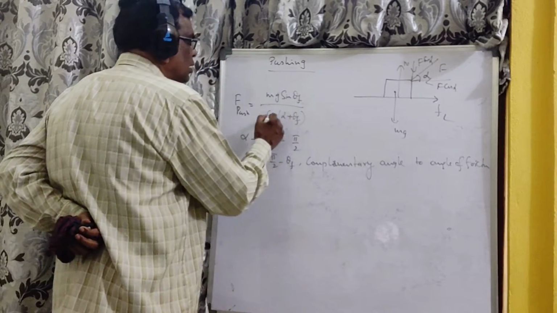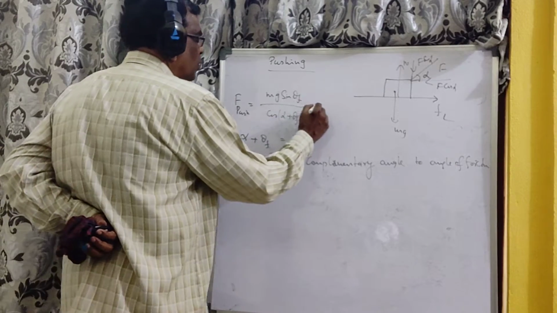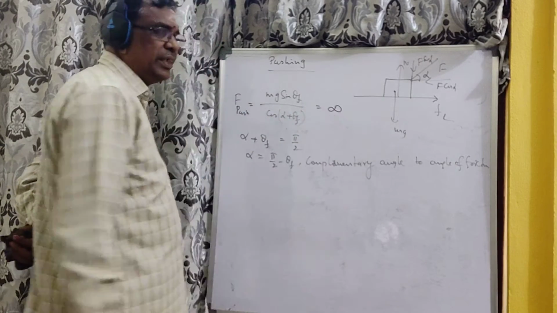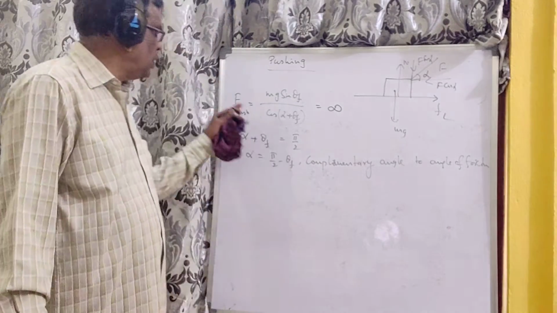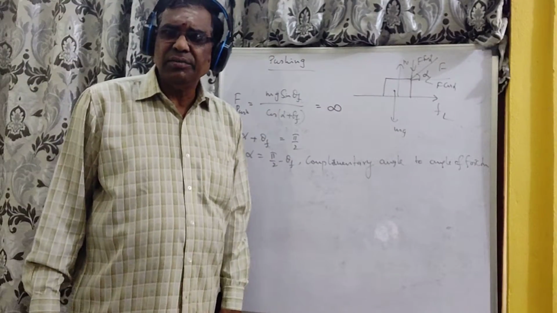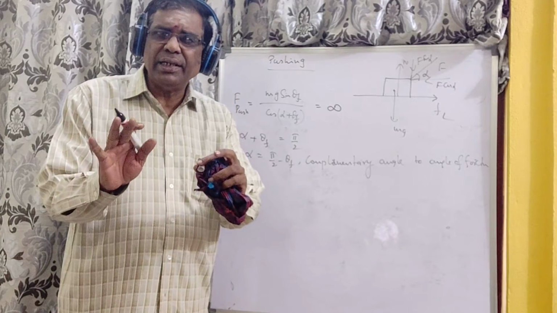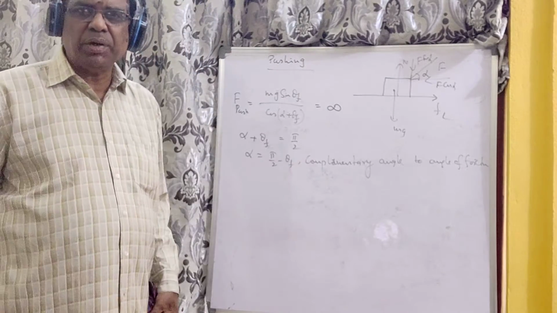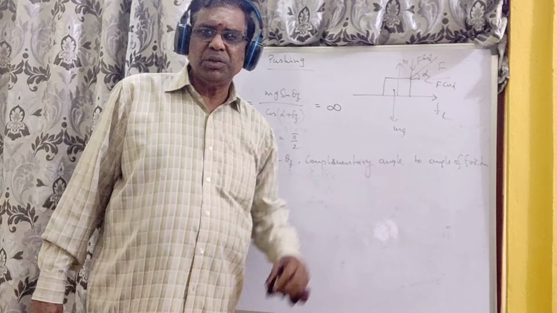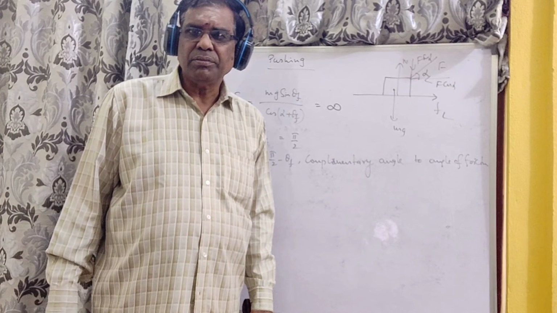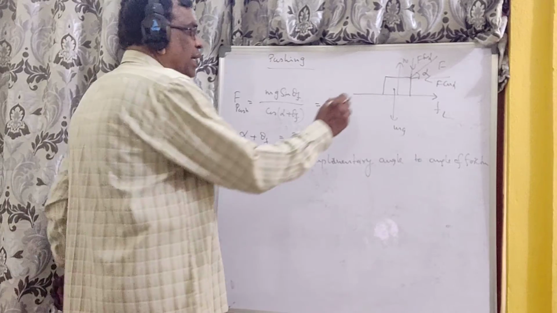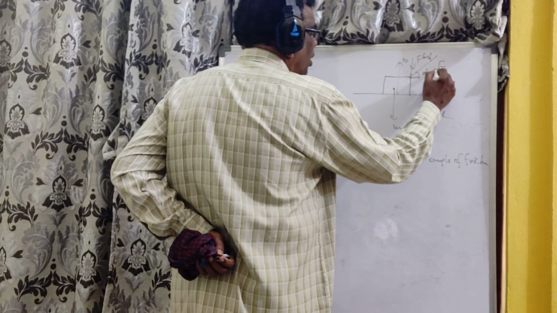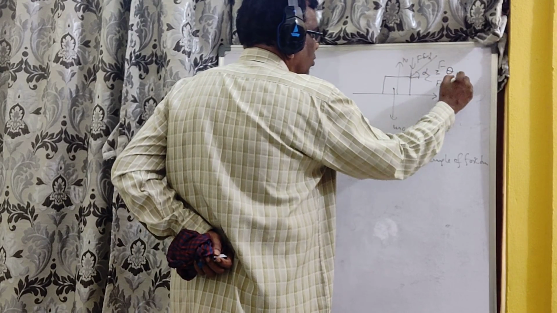Then what happens? This becomes 0, this becomes infinity. Very important case. What do you mean by F pushing infinity? That means no matter what force you apply, it is impossible to move the body through pushing. If you take at an angle, alpha is greater than or equal to theta.